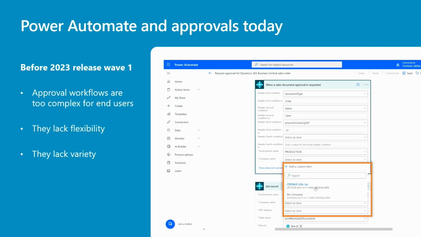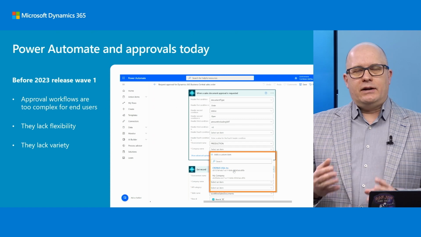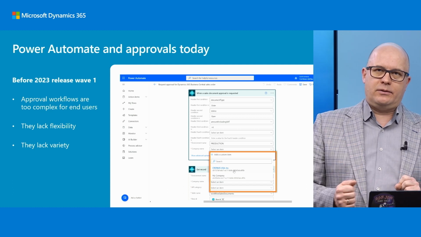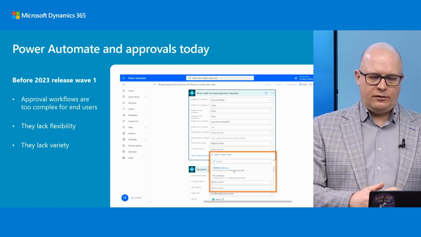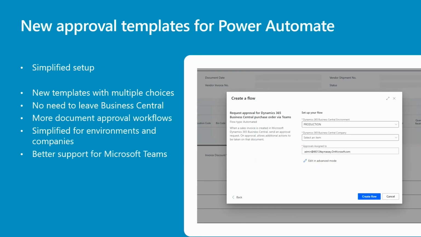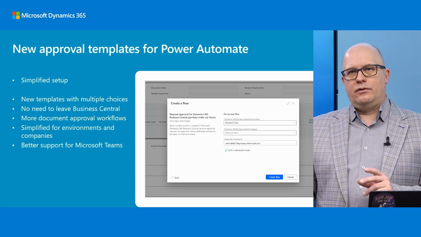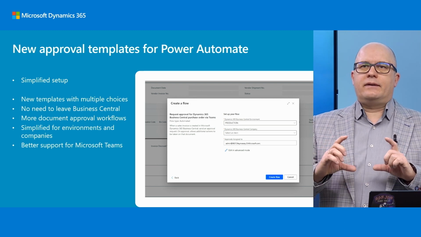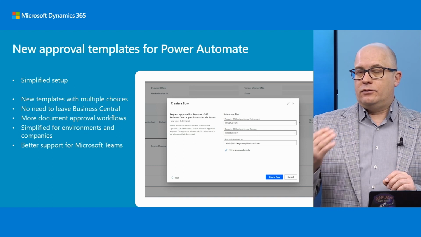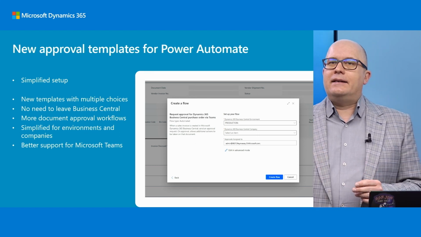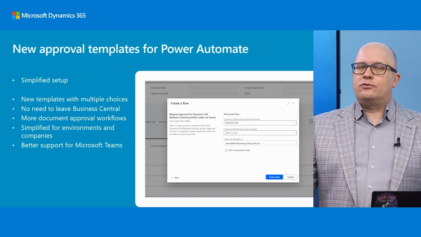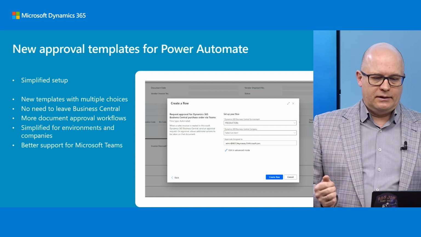Talking about Power Automate and those approval workflows. Before this release wave, you were still able to define workflow approvals based on Power Automate, but the process was a bit difficult for most of the users. That's why in this wave, we introduce a simplified way to set up approval workflows based on Power Automate. You have a simplified experience with templates. You need to fill a simple form. Then the Power Automate flow is created for you by Business Central, and it's ready for you to run and start approving documents from there.